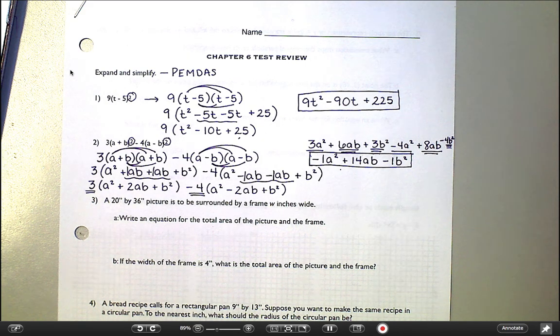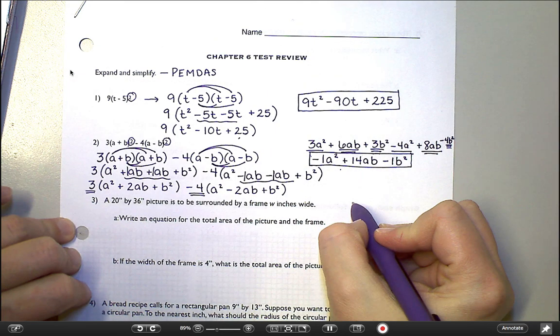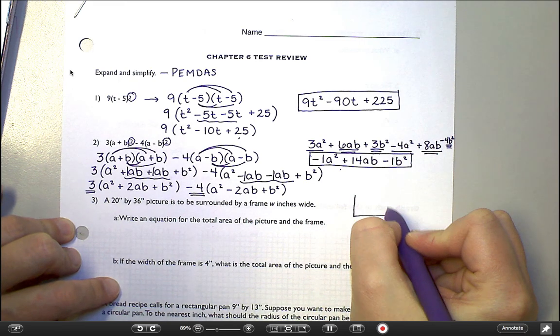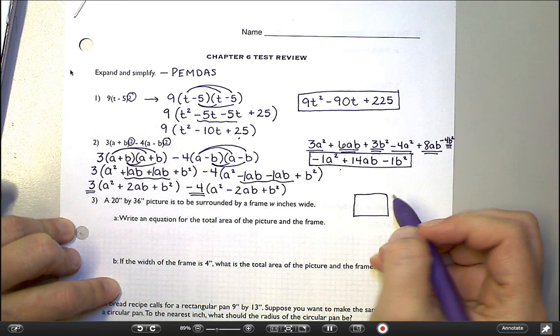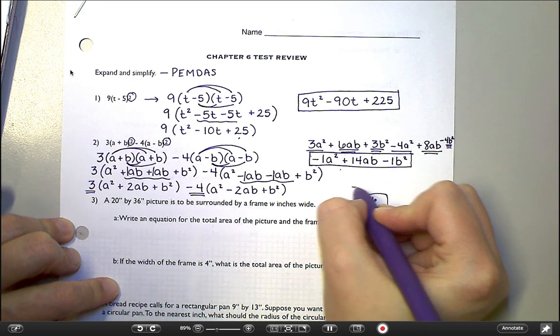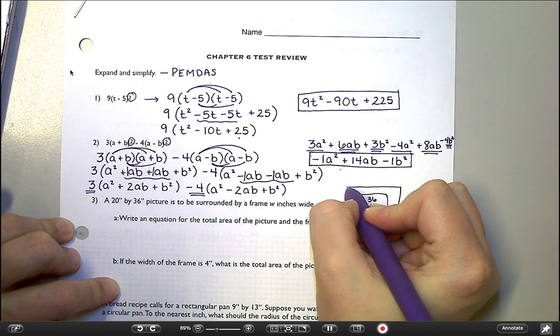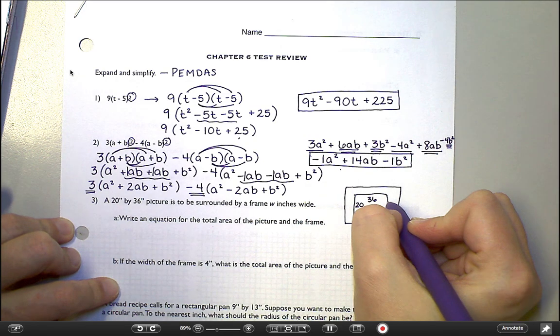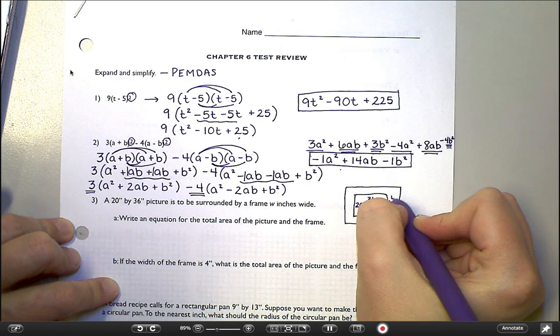Okay. A 20 by 36 picture is to be surrounded by a frame W inches wide. We're used to this question by now. Just a quick sketch for you if you still need it. Here's my picture that's maybe 20 by 36. Here's my frame around the outside. Okay, and it is W inches wide all the way around.